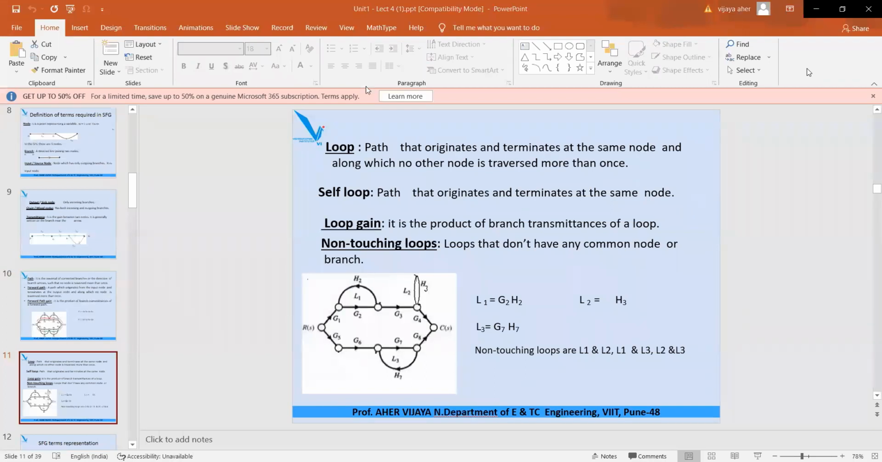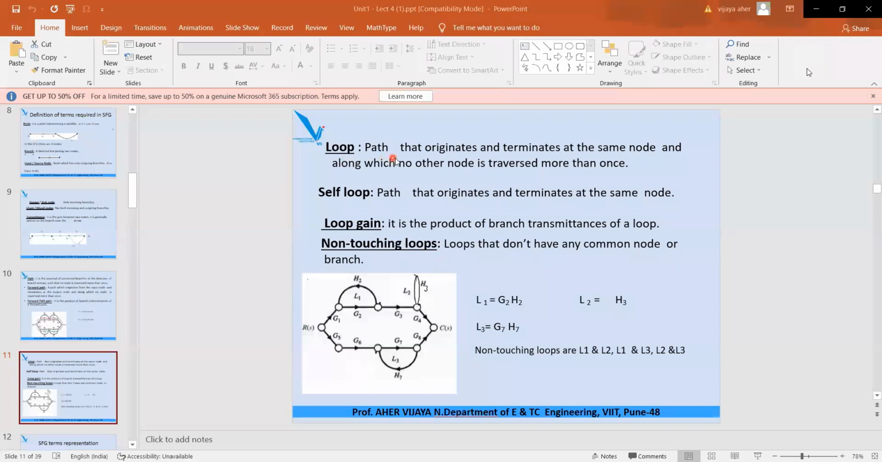Okay, now next, students, you have to remember loop. So what is loop? What is self loop? What is forward loop? What is loop gain? All these are terms related and required for signal flow graph. So please note loop.